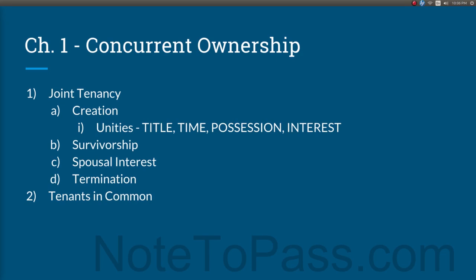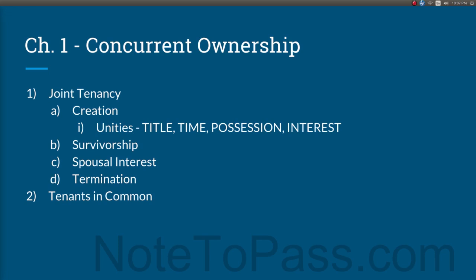Now we're going to talk about tenants in common. Tenancy in common is the ownership of the land by two or more persons. To form tenancy in common, they must have one unity, which is unity of possession. Any tenant in common can sell his interest to somebody else, lease it, or write a will for it. There is no right of survivorship in tenancy in common.